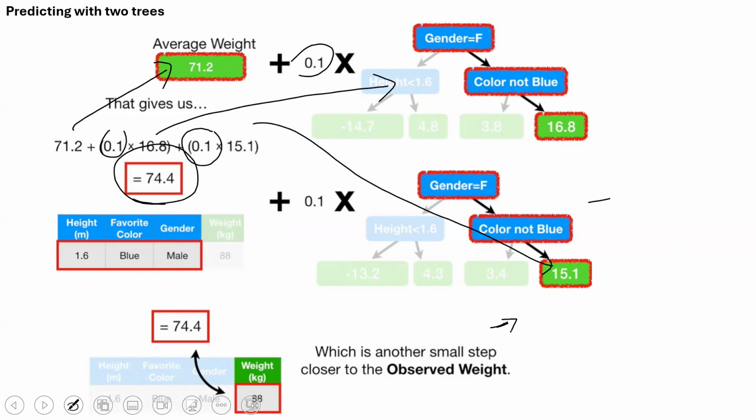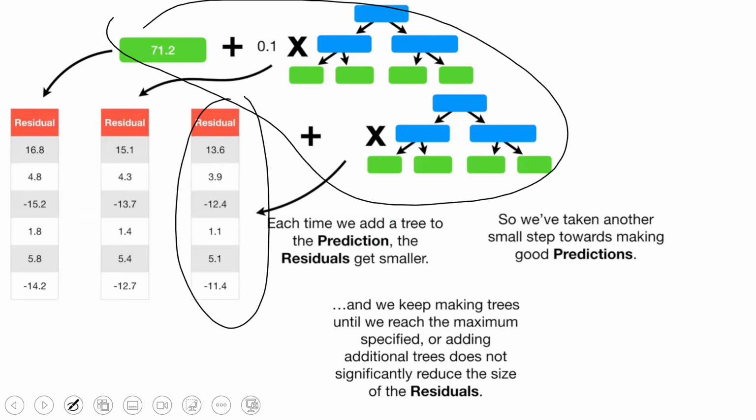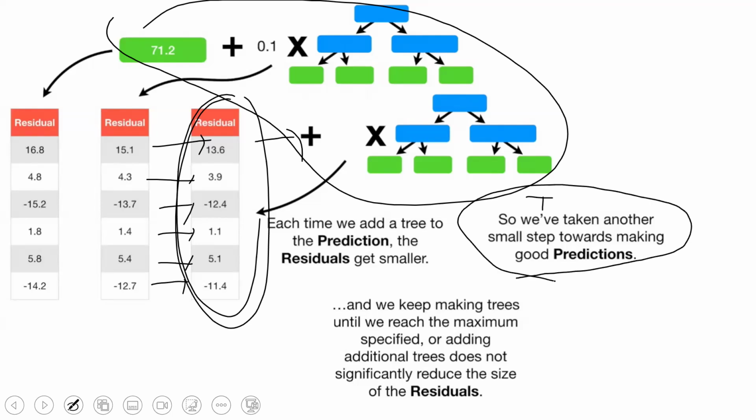Okay. So that is how we are taking one small step towards the right direction. That learning rate actually does that. Again, after getting the second tree, we again calculate the new residuals. The new residuals are smaller than the previous residuals. That means we have taken another small step towards the right direction. Again, using these residuals, we construct another tree and make the prediction, and we keep on doing this process until the specified number of trees has been reached or there is not much change in the residuals. So we have taken another small step towards making good predictions.